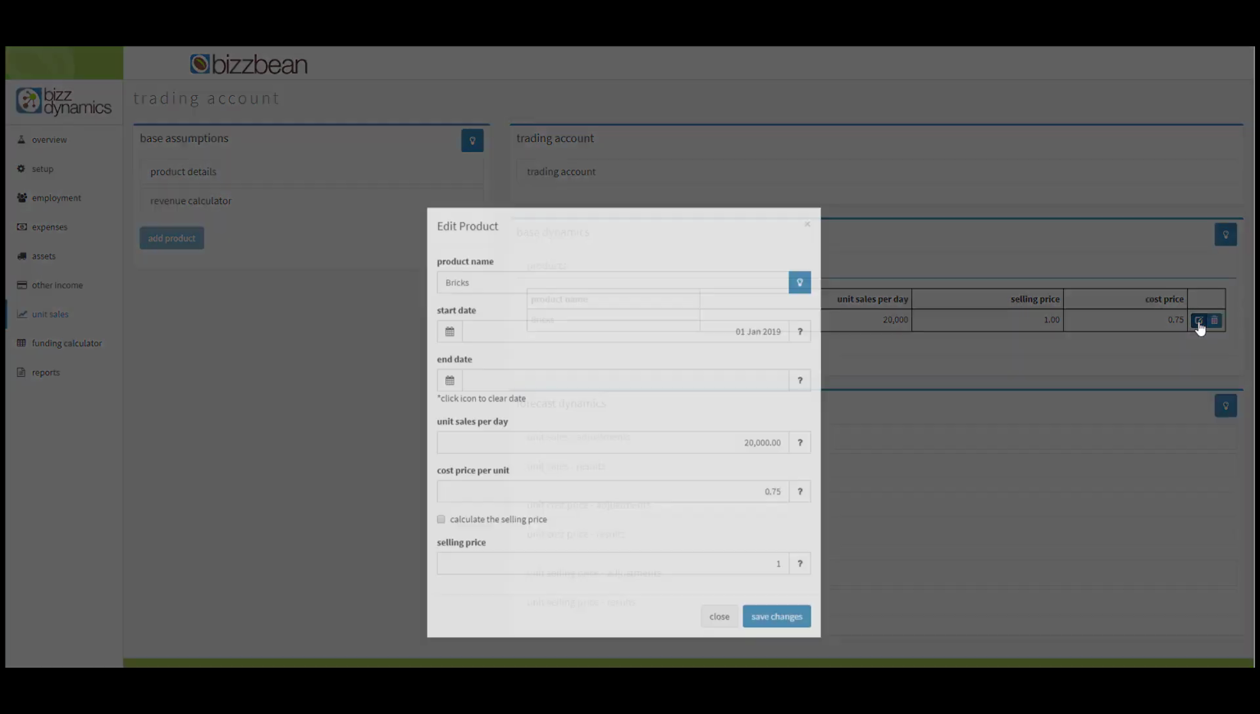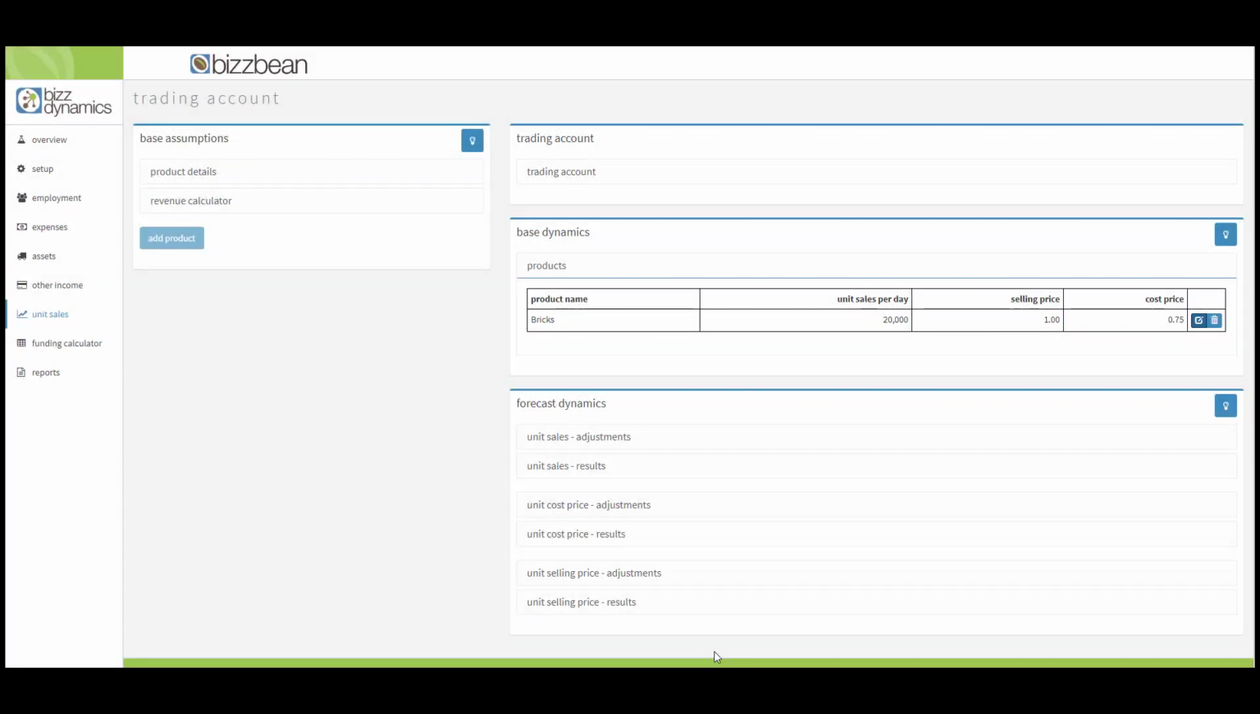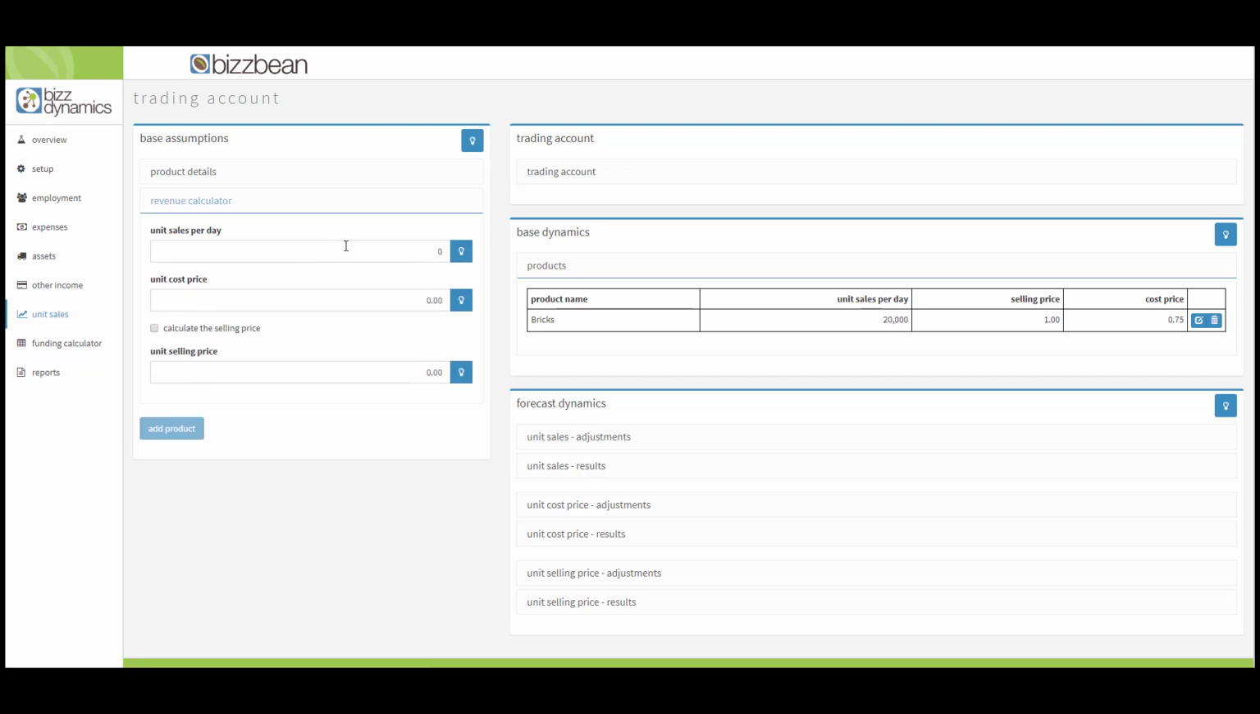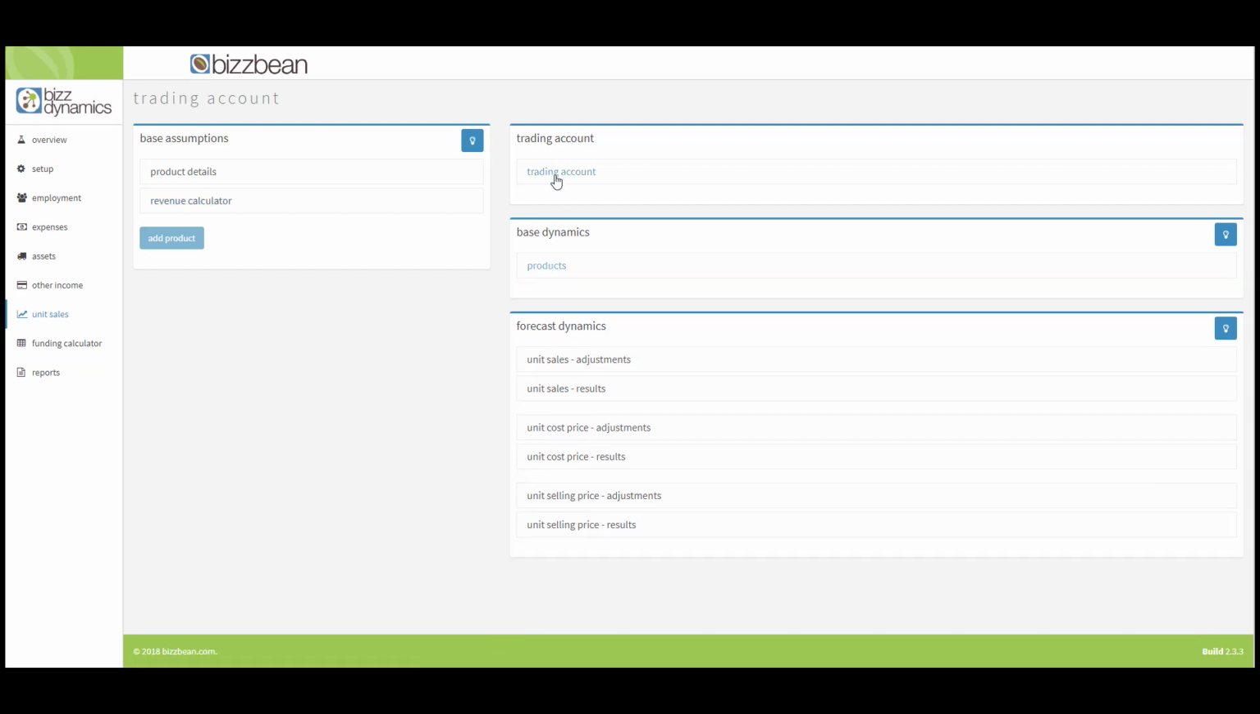Of course I can adjust that if I choose to, but I want to show you how we got those numbers. The first thing I needed to do was go to the product details. I needed to describe the product, set a start date, which I left at default, and then I needed to go to the revenue calculator, and I said what was the number of units per day, what is the unit cost price and the selling price. I could have used a margin calculator, which you have an option to do, but I chose to put a single figure price in.